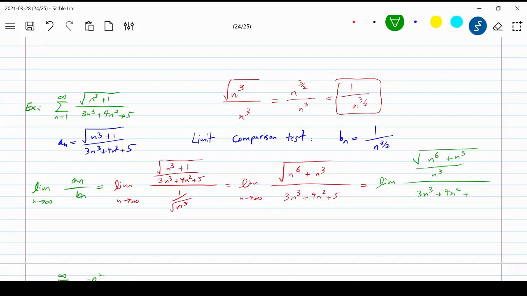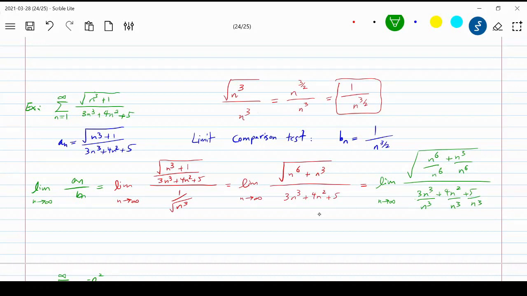4n squared plus 5, divided by n cubed as n approaches infinity. Now I can put this n cubed inside the square root and make it square root of n to the power 6, because square root of n to the power 6 is basically n cubed. And then this would be n to the power 6, n to the power 6. I can write this separately underneath each one, n cubed, n cubed, n cubed.